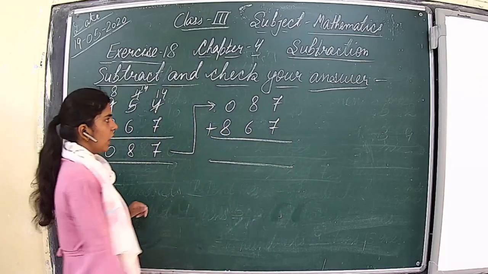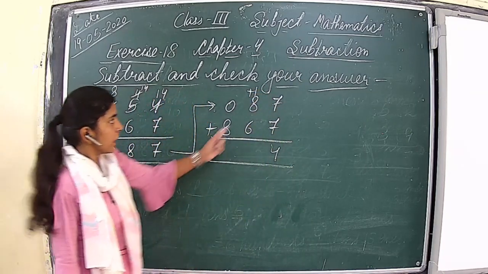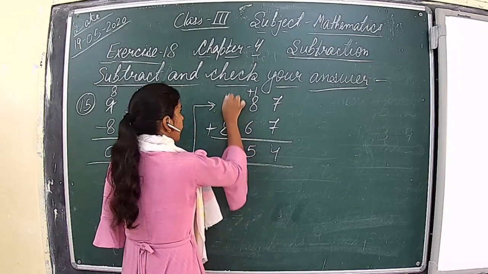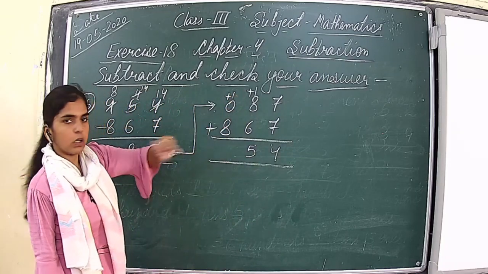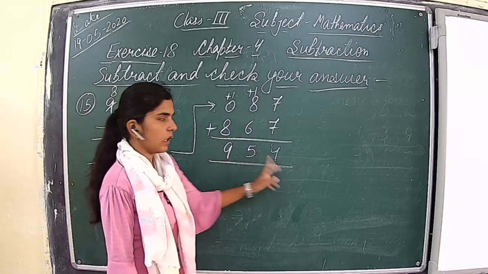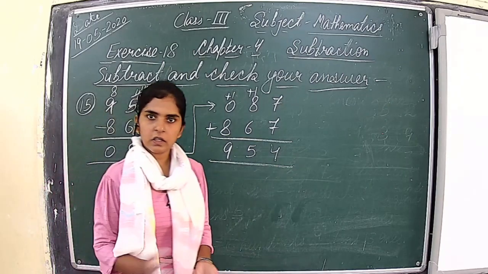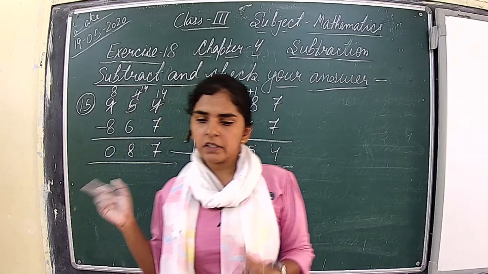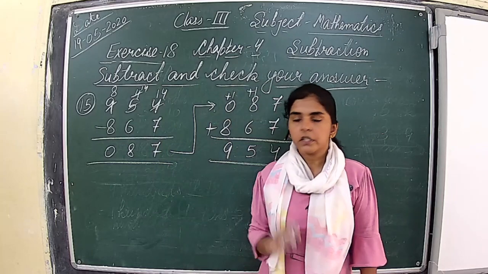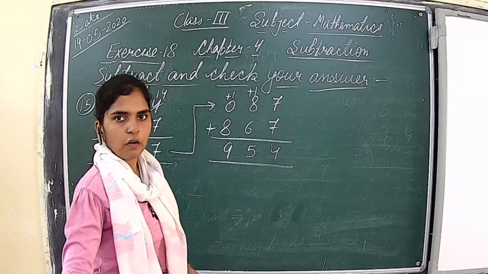Okay? Now add 7 plus 7, 14, 4, 1 will go for the carry. 8 plus 1, 9, 9 plus 6, 15, 5, 1 will go for the carry. 0 plus 1 is equal to 1, 1 plus 8 is equal to 9. So what is the result? 954. And what was the number here? 954. Same number we get, it means our answer is correct. If this number and this number are not the same, it means your answer was wrong. Okay? In this way, we can check the answer of subtraction.